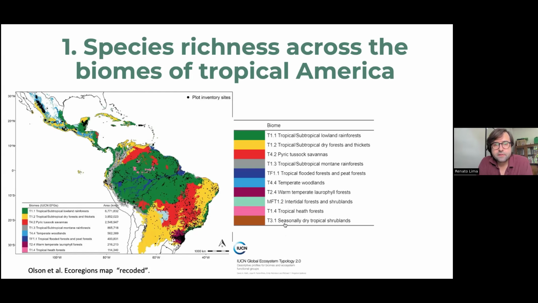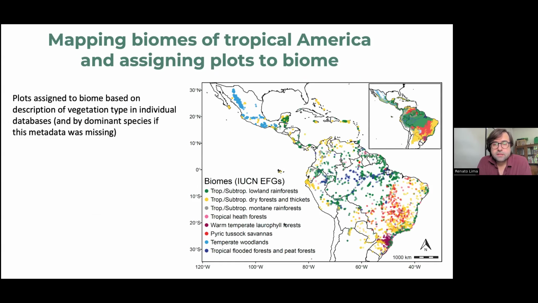Next one, Jerome, please. So this is the plot distribution. These are the colors of the plots we have, the 11,000 plots in our data sets, colored by biomes. We assign those biomes based on vegetation types, if available. If not available, we have this standardization where we try to assign to every single plot the biome it belongs to based on species composition or most abundant species. So we have the distribution of those plots and the biomes to the right here in the slide.